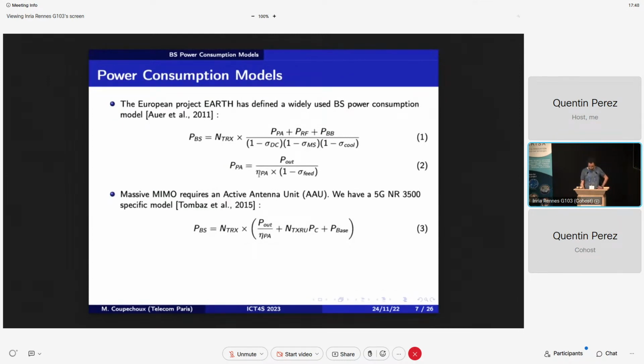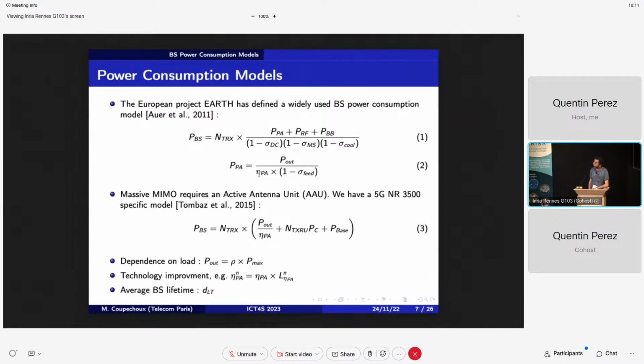For 5G, we know that 5G now is using massive MIMO, so it means that it requires antenna array units. And so we have based our calculation on another model, which looked better for us with respect to informal discussions we had with some operators. We have made a dependence on load, but we are using an average load, so we just multiply the average load rho by the maximum transmit power. We have taken into account technology improvement, so over the years the technology is improving, and for example, here, this is the case of the power amplifier efficiency. After N years, it is better. And we have an assumption on the average BS lifetime. So after some time, the BS is replaced with a new technology.